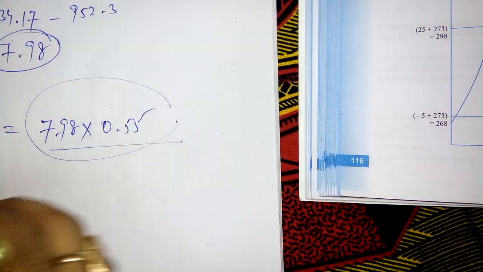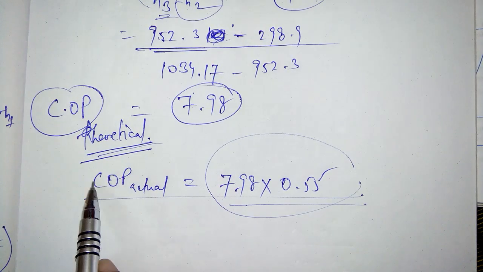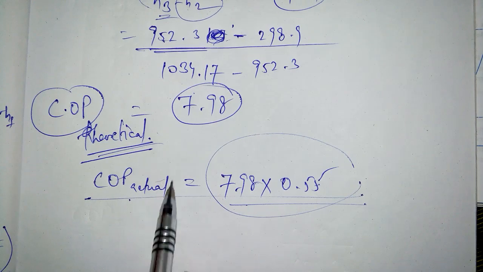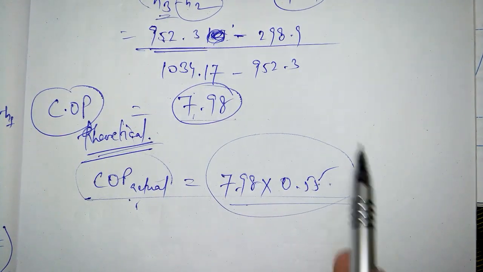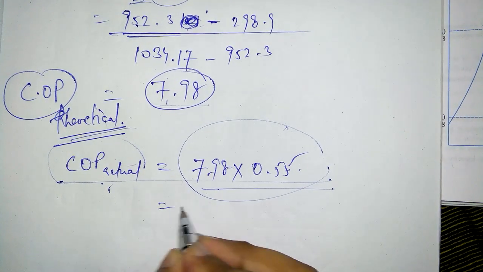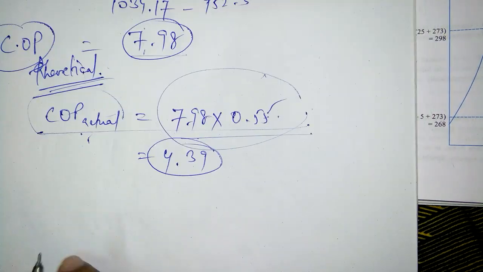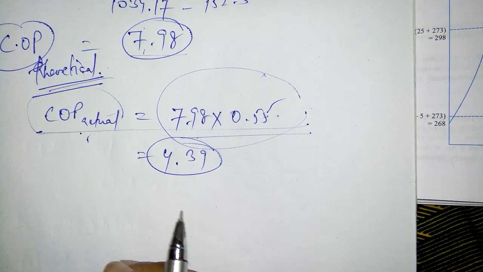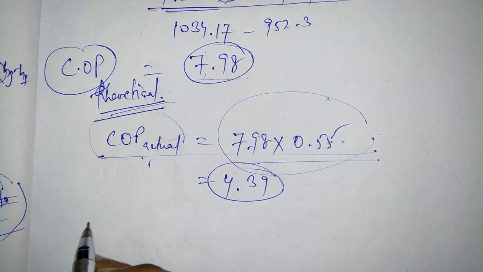You don't have to remember this formula. We know that the actual COP must be less than theoretical, so 7.98 must be multiplied with 0.55. Your answer will be 4.39. This is the COP. But the main answer we have not found out yet. We require to find it out.